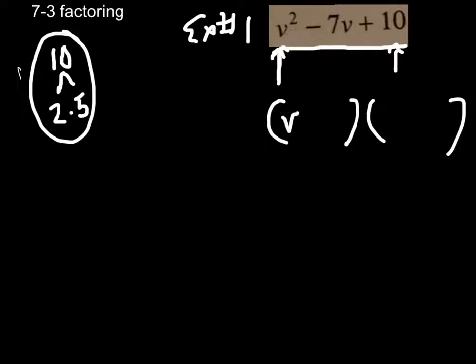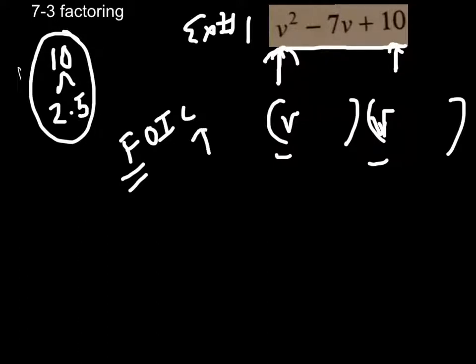The only thing that could go here is a v and a v, because according to FOIL, first, outers, inners, last, the first terms have to combine to this first term, and that can only be v. The last term is where I move to next. Well, the last term could be 10. Well, there's a couple possibilities. There's 1 and 10, or 2 and 5.